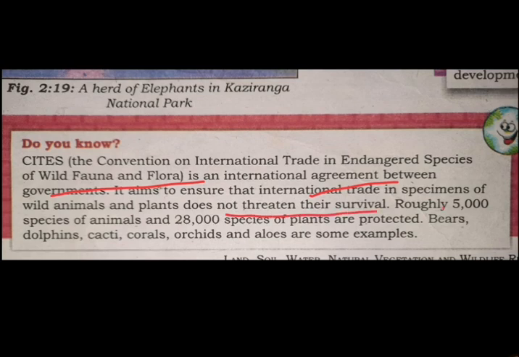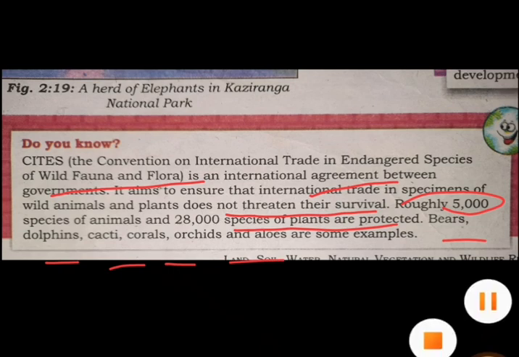Roughly, about 5,000 species of animals and 28,000 species of plants are protected under CITES. So 5,000 species of animals and 28,000 species of plants are included. Examples include bear, dolphin, cacti, corals, orchids and aloes, some of the species included in CITES. This is an international agreement between governments, to ensure that international trade in wild animals and plants does not threaten their survival.